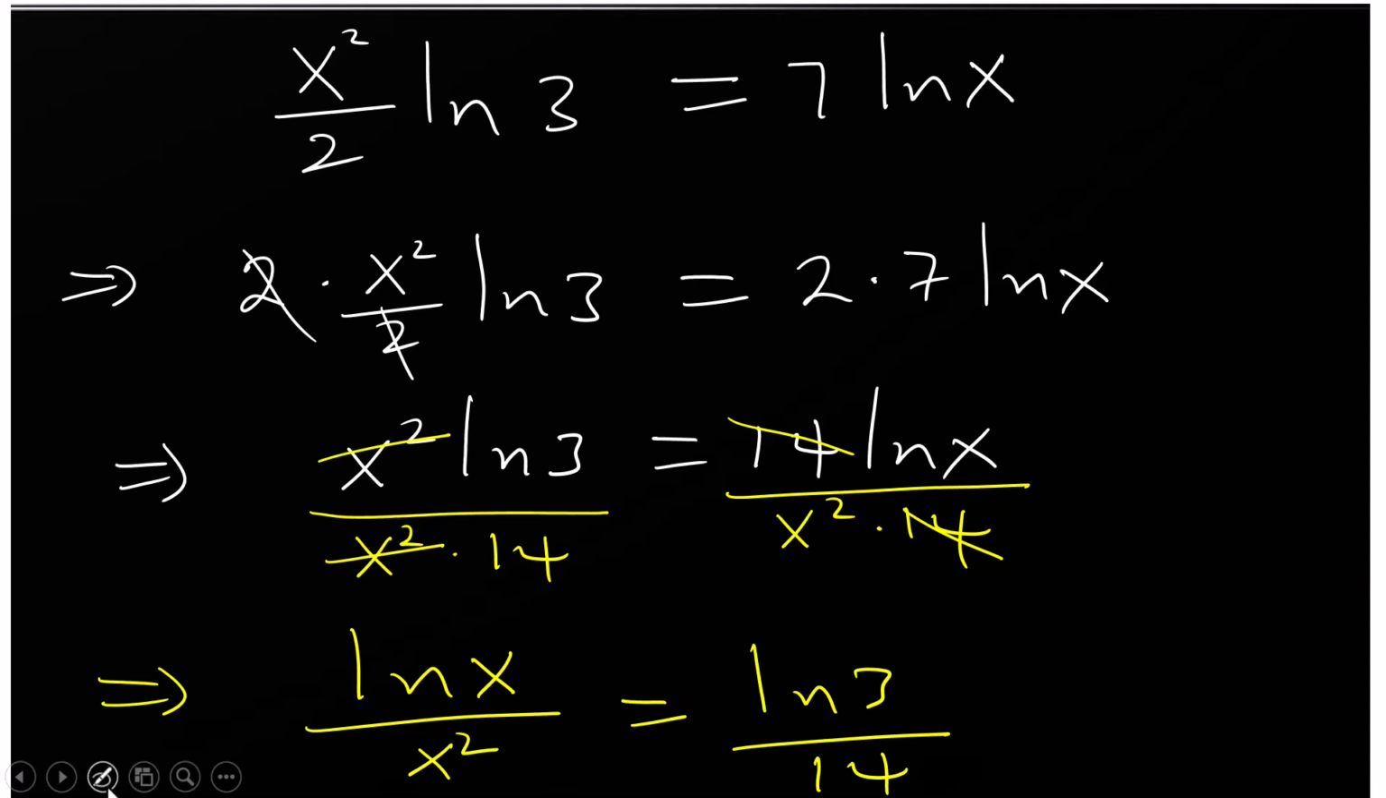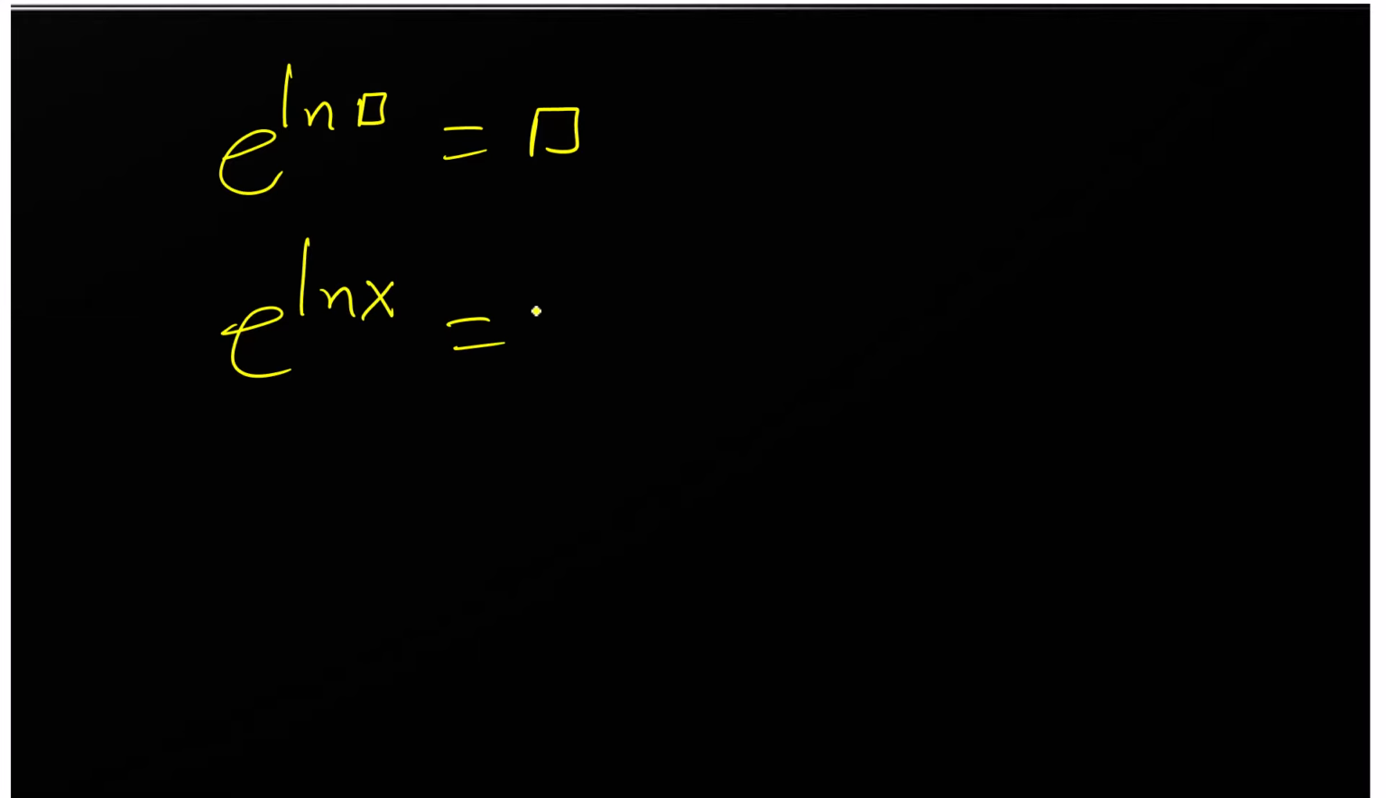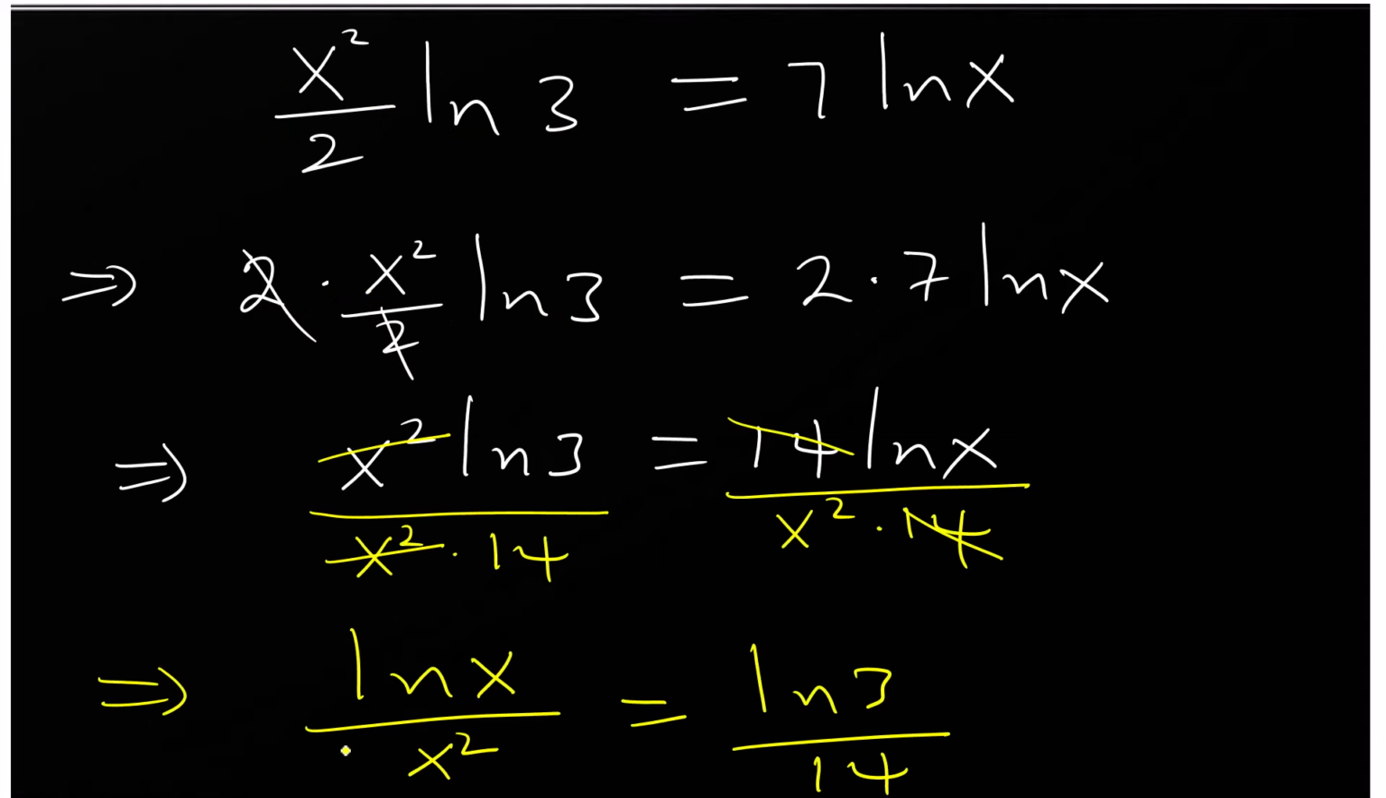And before that, anytime you have e exponent ln of something, is that thing. e raised to ln of x is still x. So before we can continue, we have to support the denominator here, that is x squared. So let me write this one again.